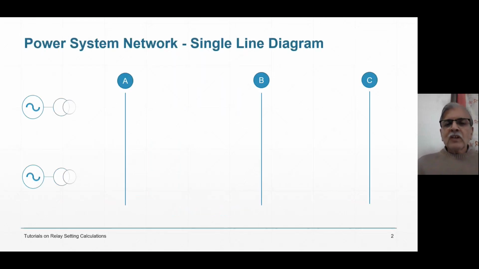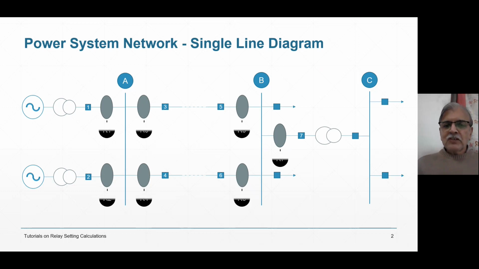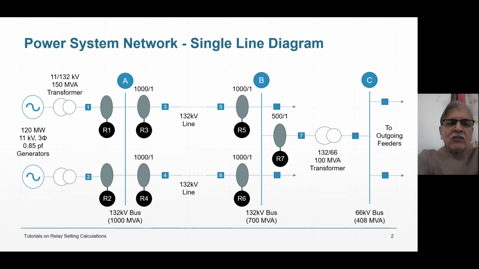Yes, friends. So our power system is this simple, which we have already taken once. It is not new. It is not an interconnected system. It is a parallel feeder fed from only one end. As you can see, there are two generators, 120 megawatts, 11 kV each. There are two GTs, 11 by 132 kV, 150 MVA each.